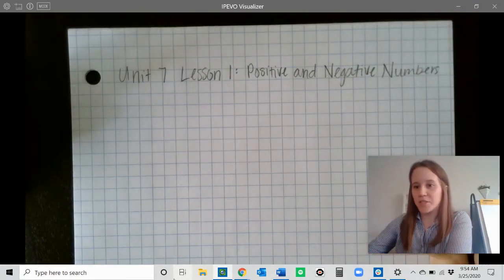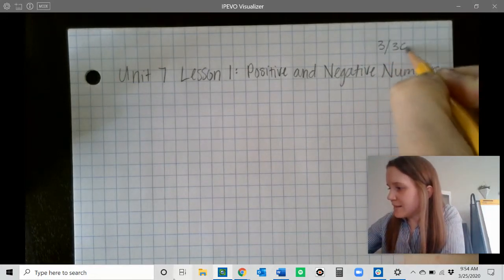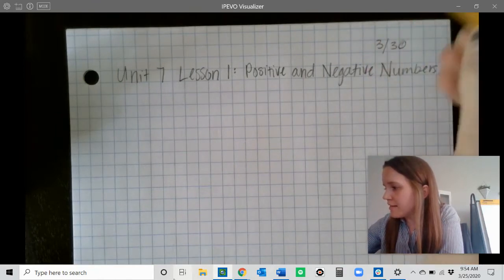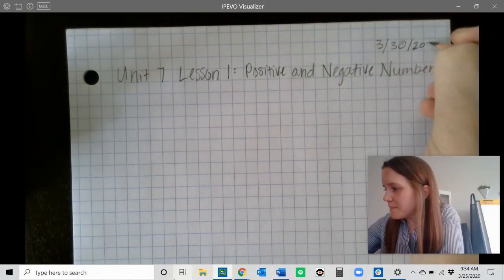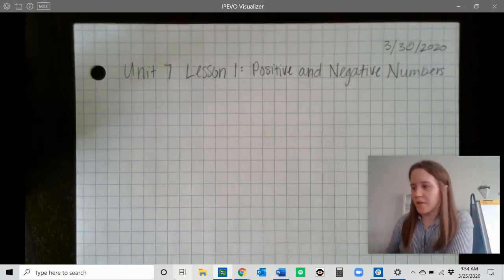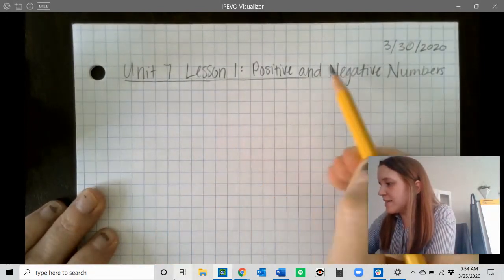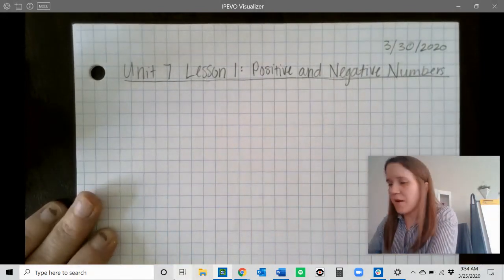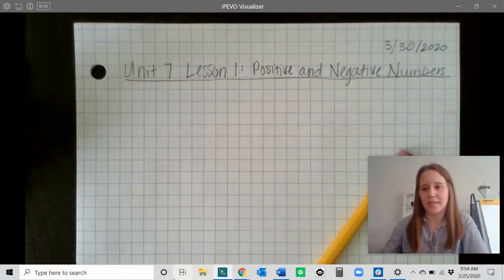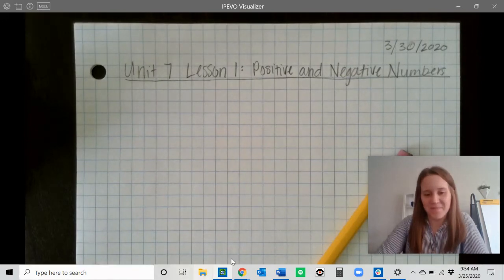All right, and then I'm just going to put the date at the top. This lesson today is March 30th, 2020. Excellent. All right, so now I'm organized. All of my work is going to go on this paper, and any notes that I take about vocabulary or the things that I'm learning are going to go on this paper. And just a reminder also to keep it organized. All right, let's get started.